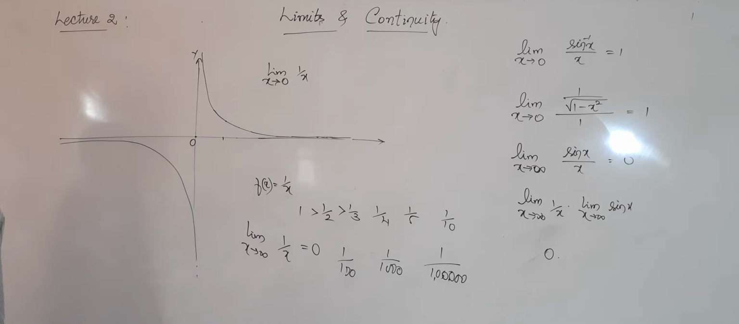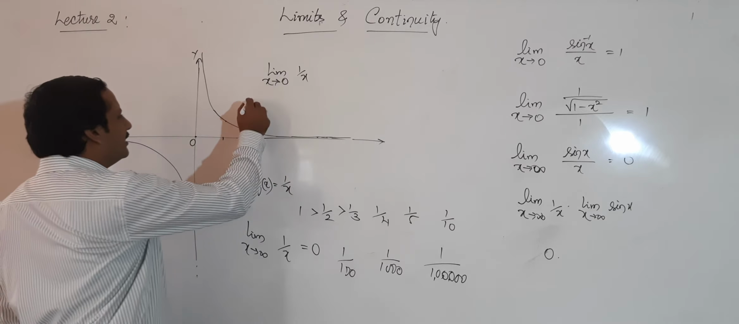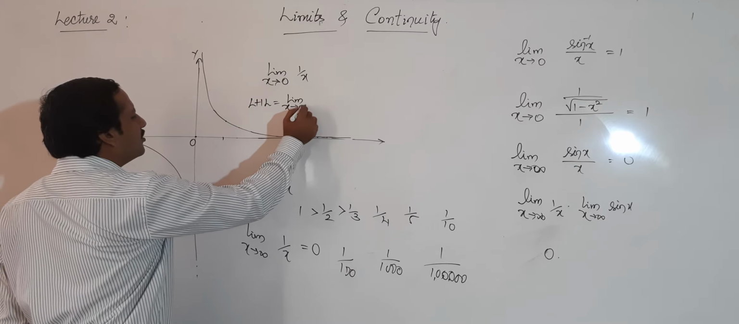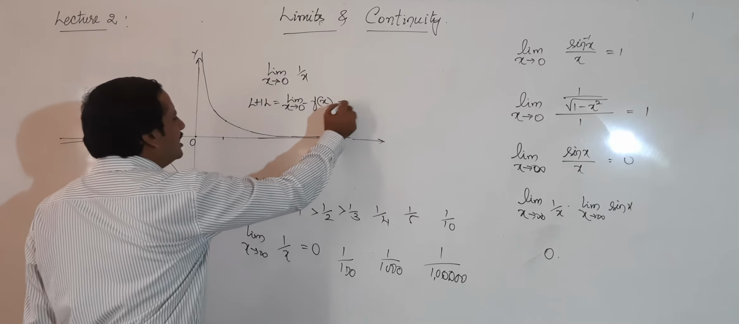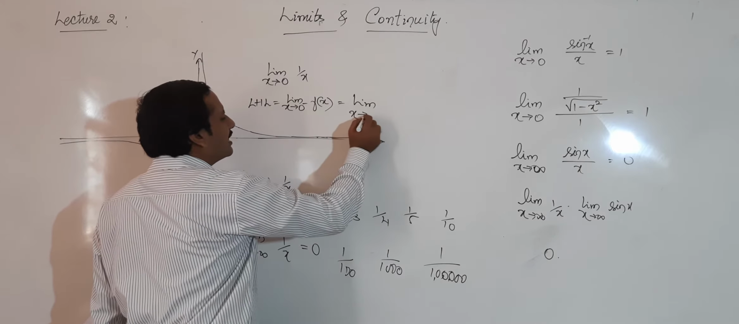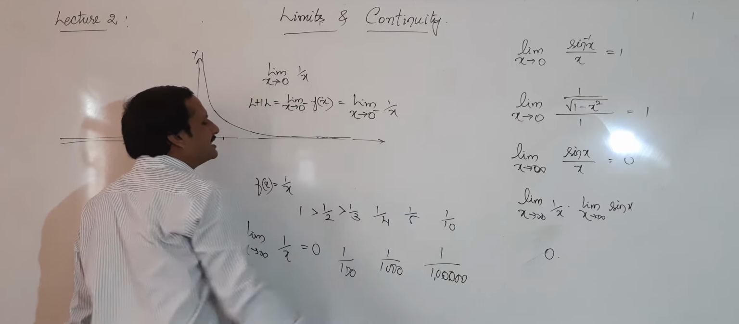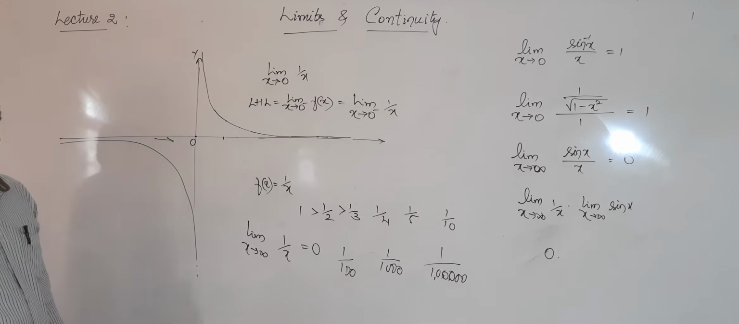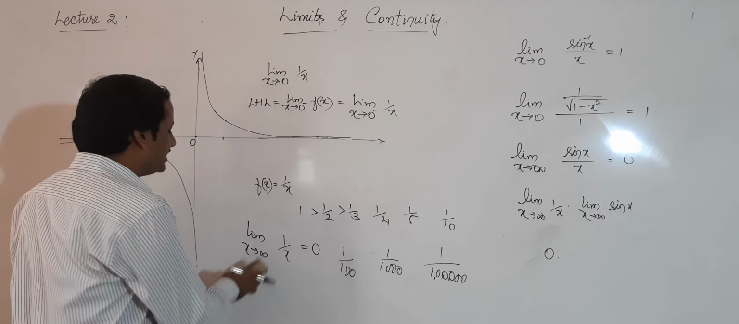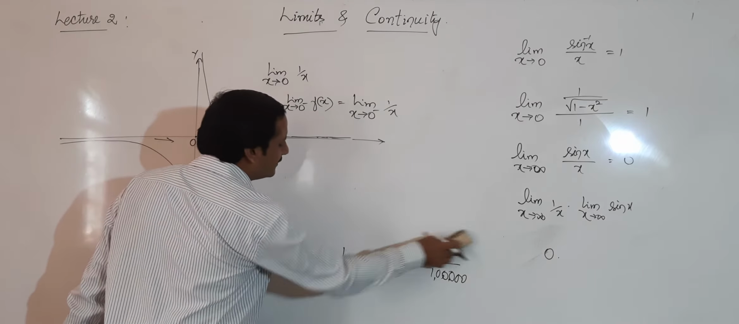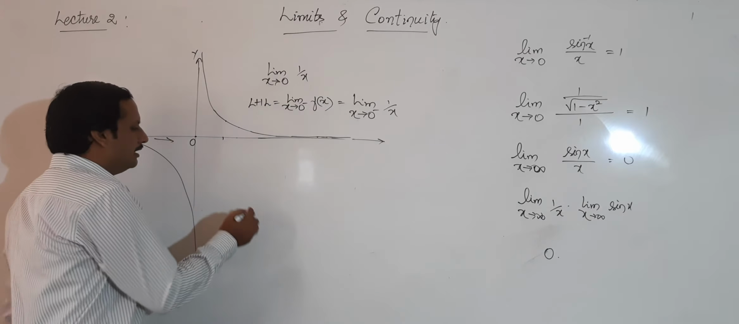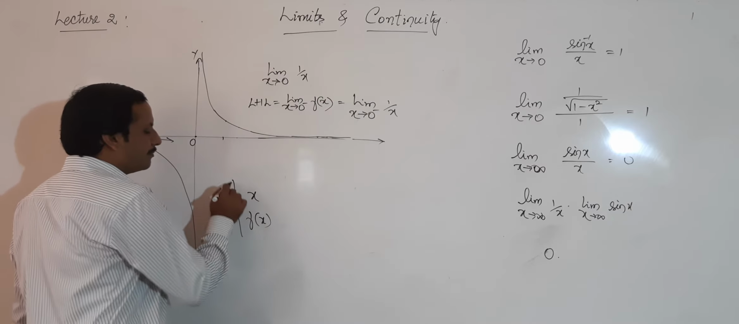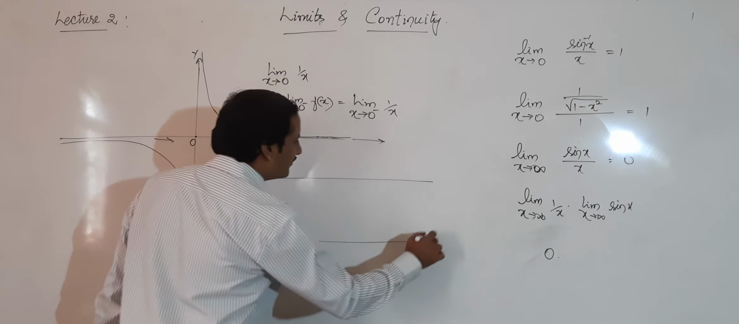Here I will use left hand limit and right hand limit separately. I will find out those two. Left hand limit is limit x tends to 0 minus f of x, that is limit x tends to 0 minus 1 by x. X is approaching 0 from left side. When x approaches 0 from left side, what happens to 1 by x? I will write one table, x and f of x. X is approaching 0 from left side.